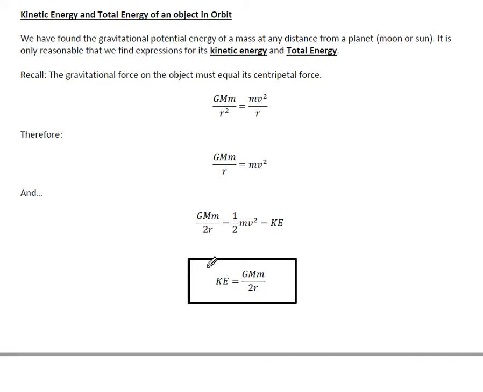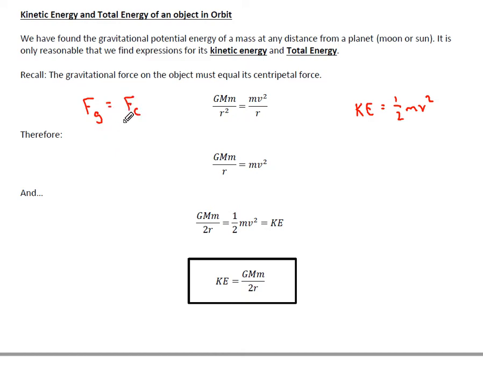Okay, so the next thing is we just learned about potential energy, so let's look at kinetic energy. In the past we learned that the equation for kinetic energy is KE equals 1/2 mv squared. What we can see is that, first of all, for an object to be moving in a circular orbit, the force of gravity, Fg, must equal the centripetal force.